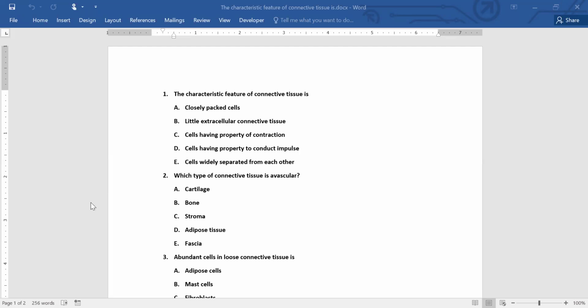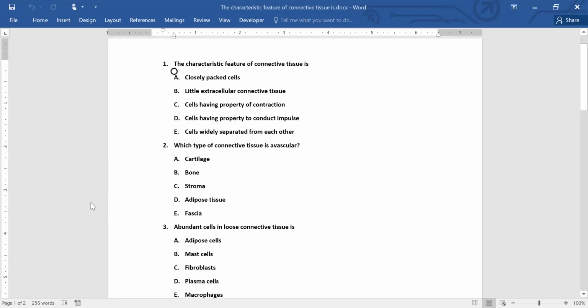So the number one MCQ: the characteristic feature of the connective tissue is closely packed cells with little extracellular matrix, cells having the property of contraction, cells having the property to conduct impulses, and cells widely separated from each other. So, what is the characteristic feature of the connective tissue? That it consists of widely spaced cells with more extracellular matrix. So A is not correct, B is not correct, C is not correct, D is not correct, E is the correct answer.